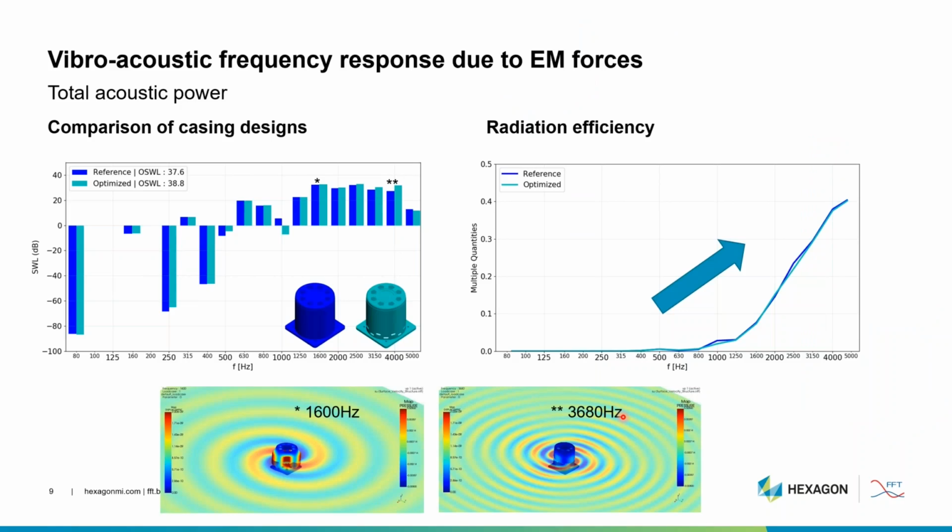Now, when it comes to the response itself, what we are looking at first is a comparison of the total acoustic power radiated by the two geometries. This is what you see on the left-hand side of this slide, where we compare the reference and the optimized configuration. We see that at low frequency, the addition of perforation is not strongly impacting the total acoustic power that is radiated, and only small frequencies are impacted, in particular at higher frequency around 4000 Hertz.